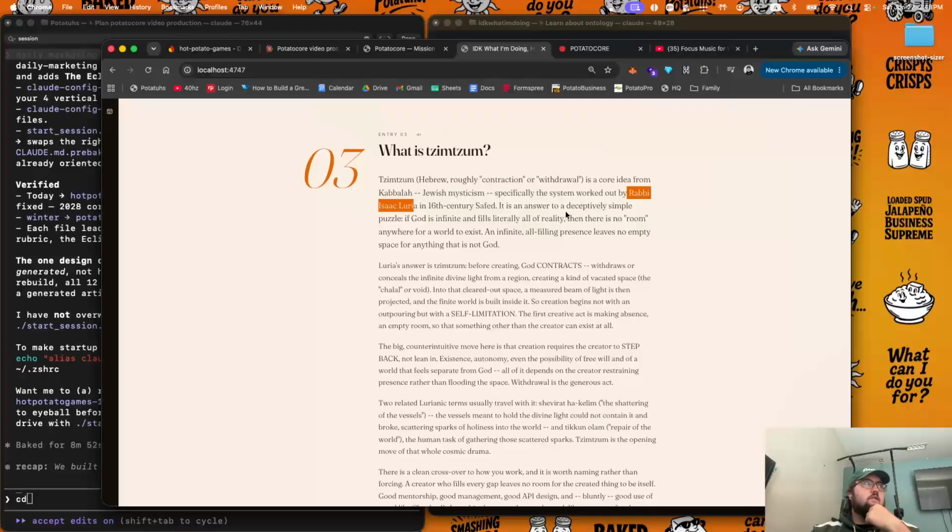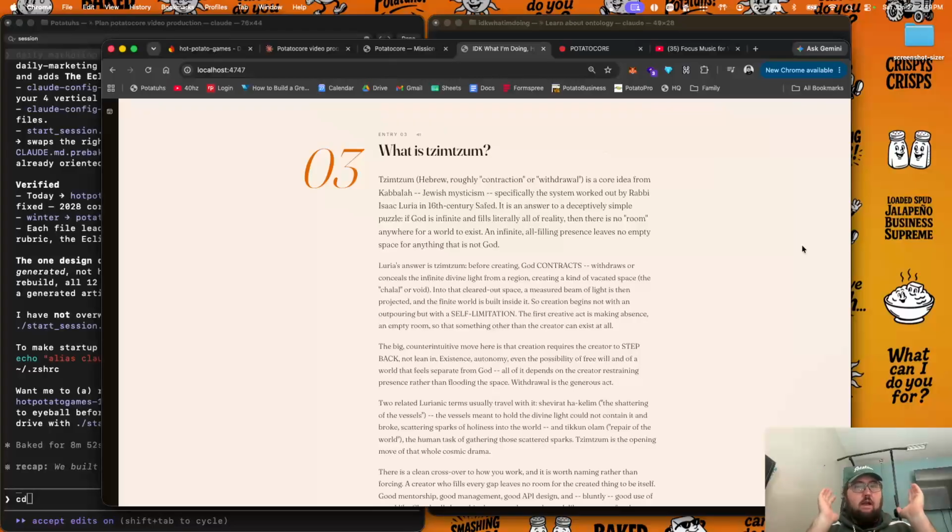If God is infinite and fills literally all of reality, then there is no room anywhere for a world to exist. An infinite, all-filling presence leaves no empty space for anything that is not God. The answer, in Luria's perspective, is Zimzum. Before creating, God contracts, withdraws, or conceals the infinite divine light from a region, creating a kind of vacated space, the shalal, or void. Interesting.